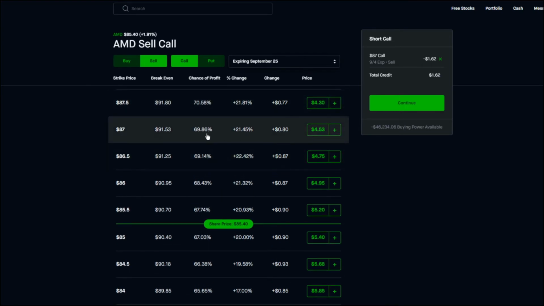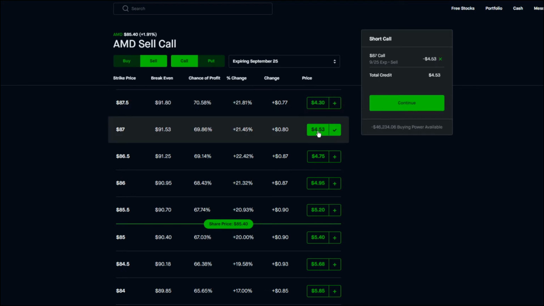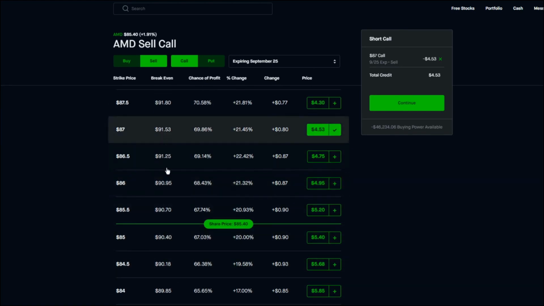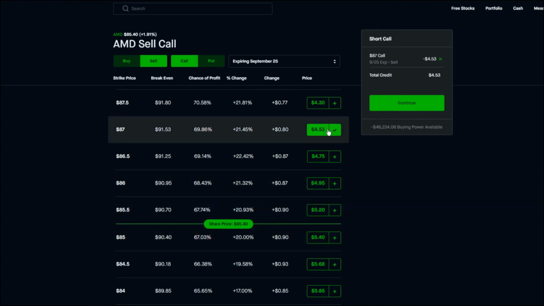All right, we choose this premium right over here. We'd be getting this premium, $453. And if by any chance the stock passes 87, then we'd be getting the difference of what we just earned, plus the premiums. And if we do have to sell the stock, we just go back and do it over again.